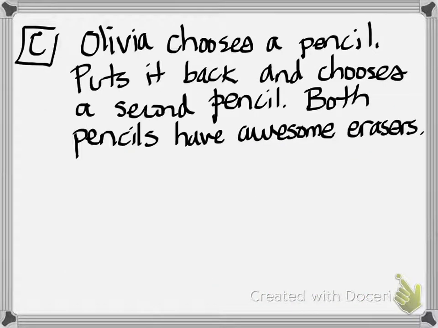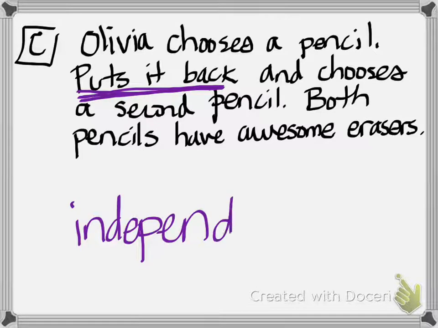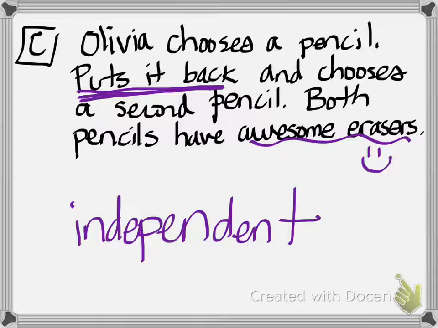Example C, Olivia chooses a pencil. She puts it back and chooses a second pencil. Both pencils have awesome erasers. The key in this one is that she puts it back. If the pencil is replaced, then it is an independent event. Just because they both have awesome erasers, awesome, but that doesn't actually affect our probability. So as long as the pencil is replaced, and puts it back is another way of saying that it's replaced, it is independent.